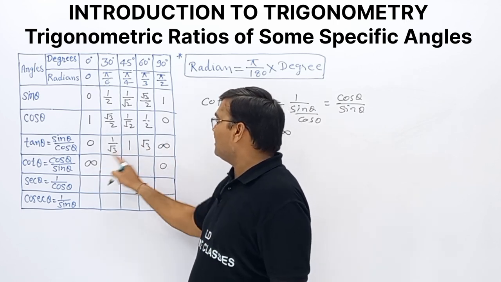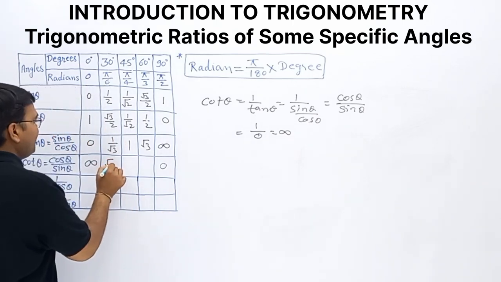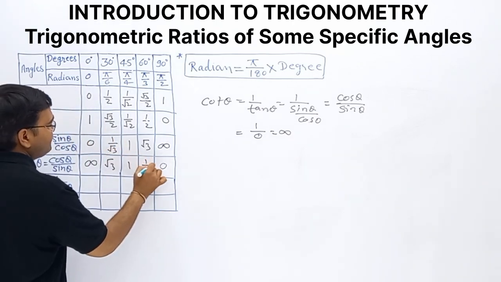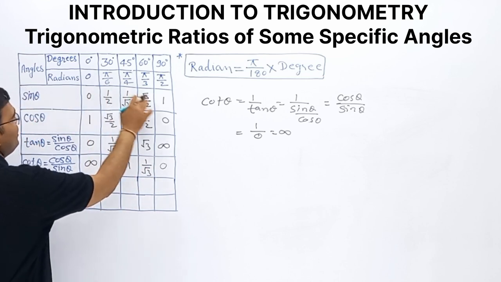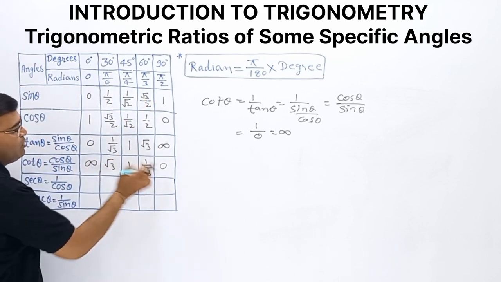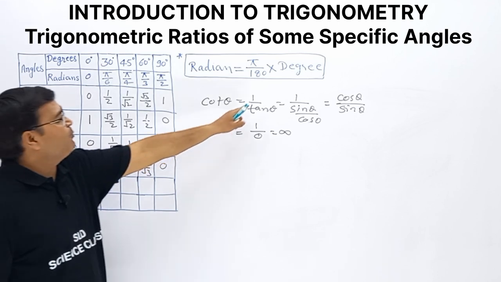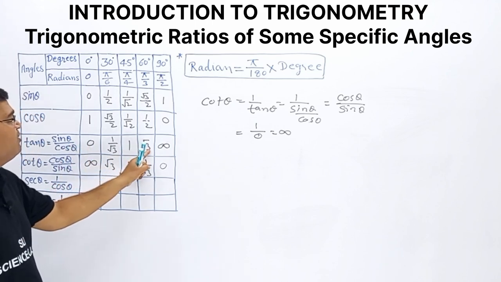So this value will be there, this value will be there, this will be as it is, this will be there. Like this one we are doing 0 to 1, 1 to 0, 0 to infinity, infinity to 0. And how are they getting this one? By using the formula 1 upon tangent theta, we are having all these values.